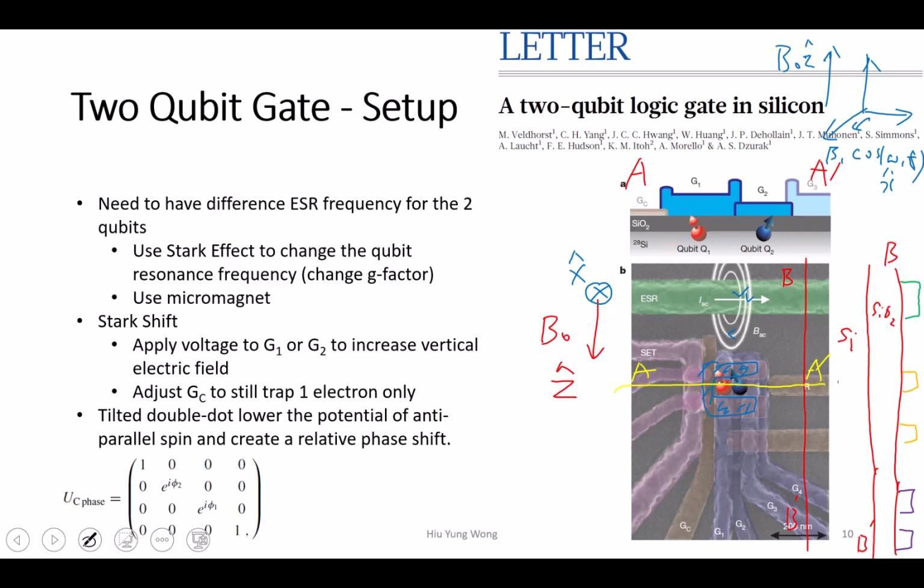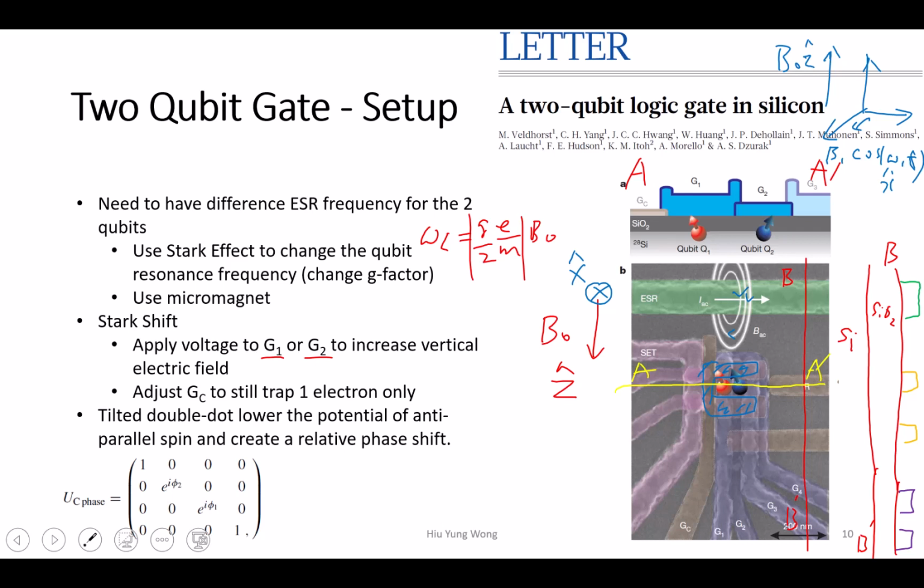So we keep saying that the normal frequency omega L is e over m B0, but that was assuming the g factor is 2. But in principle, it is g divided by 2. g usually is 2. Of course, I need to add a negative, or maybe I just put the absolute value. So this Stark effect is done by what? By applying the gate voltage, G1 or G2. On top of G1 and G2, I try to apply different voltages, so I create different electric fields. This electric field is going to change the gyromagnetic ratio.